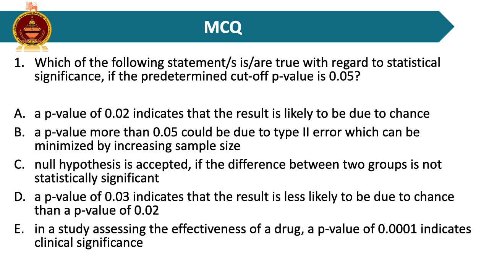Stem B. A p-value more than 0.05 could be due to type 2 error, which can be minimized by increasing sample size. When we get a non-significant p-value which is closer to the predetermined cutoff value, we always need to cross-match our sample size with the predetermined sample size. These non-significant results could be due to type 2 error, which can be minimized by increasing the sample size. Because of that, this statement is true.